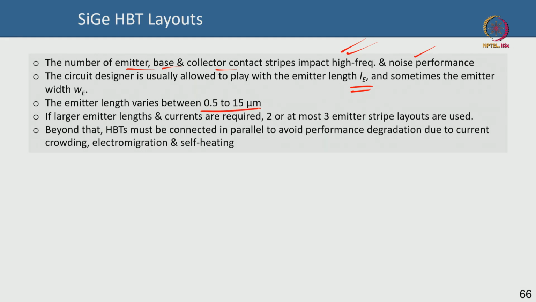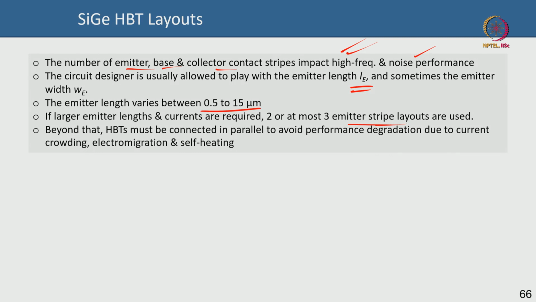The emitter length in a modern silicon germanium BiCMOS process could be 0.5 to 15 micron. It's a few years old, of course, so it could be even less than 0.5 micron now. Now typically 2 to 3 emitter stripes are used. This is silicon germanium HBT. This is not compound semiconductor HBT.